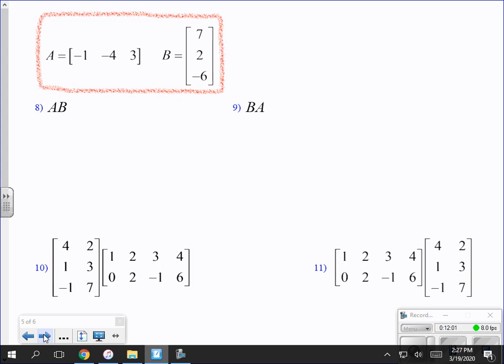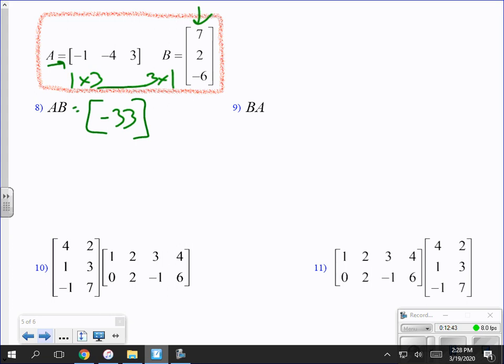So I have A, B, and B, C, and I have A and B. Now, the order of A, B, this is 1 row, 3 columns. This one has 3 rows and 1 column. So I can multiply A times B because these two numbers here are the same, and my answer is going to be a 1 by 1 matrix. I take this row times this column and add the elements. Okay? So I have -1 times 7, -4 times 2, and 3 times -6, and I add them all together, and I get -33. This is a 1 by 1 matrix.